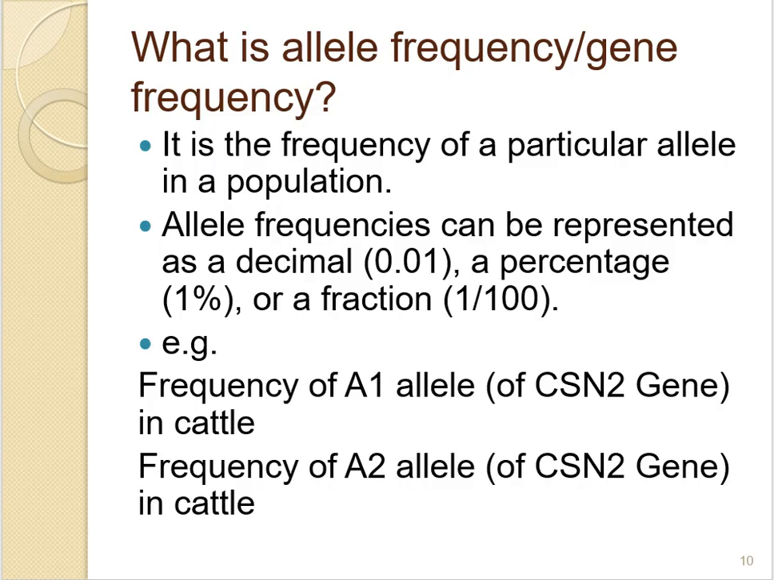Allele frequency is the frequency of a particular allele in a population. Allele frequencies can be represented as a decimal, 0.01, or a percentage, 1%, or a fraction, 1/100. So all three forms can be used to represent frequencies. For instance, the frequency of the A1 allele of the same CSN2 gene in cattle, and the frequency of the A2 allele of the CSN2 gene in cattle.